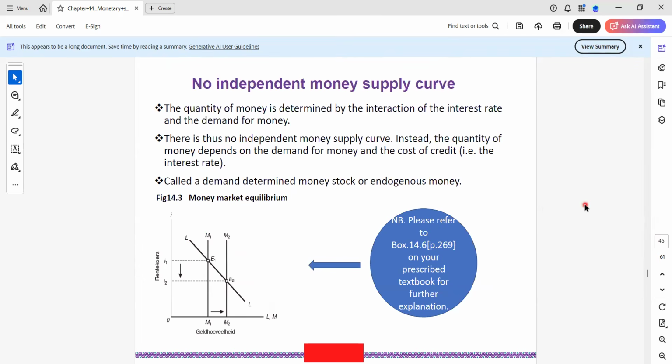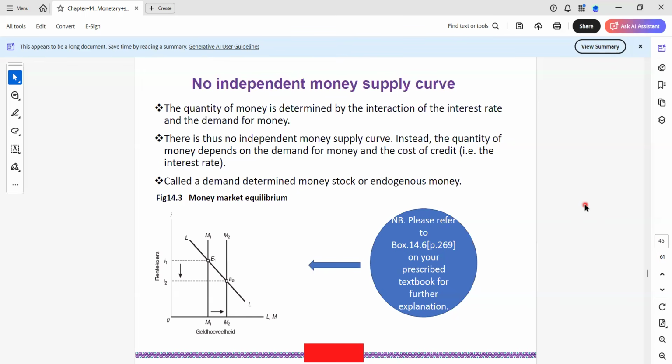Okay, no independent money supply curve, obviously, because the supply of money is regulated by the what? The South African Reserve Bank. The quantity of money is determined by the interaction. Okay, they're repeating the same thing also here. You guys should know this by now. The quantity of money is determined by the interaction of the interest rate and the demand for money, right?